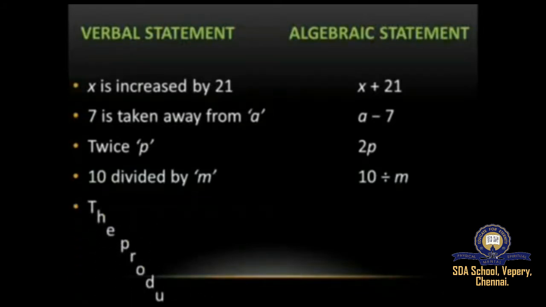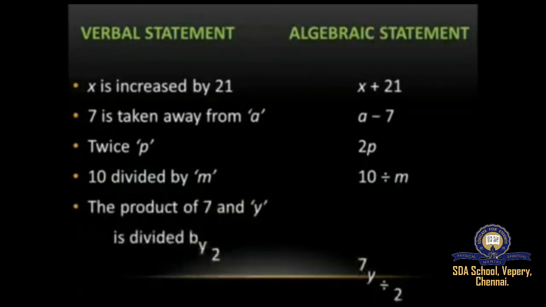Okay. So the last one is the product of 7 and y is divided by 2. So the product of 7 and y, right? The product of 7 and y first. Okay, so what is the product of 7 and y? It is 7y. Okay, so the 7y is being divided by 2. So you'll be writing it as 7y divided by 2.